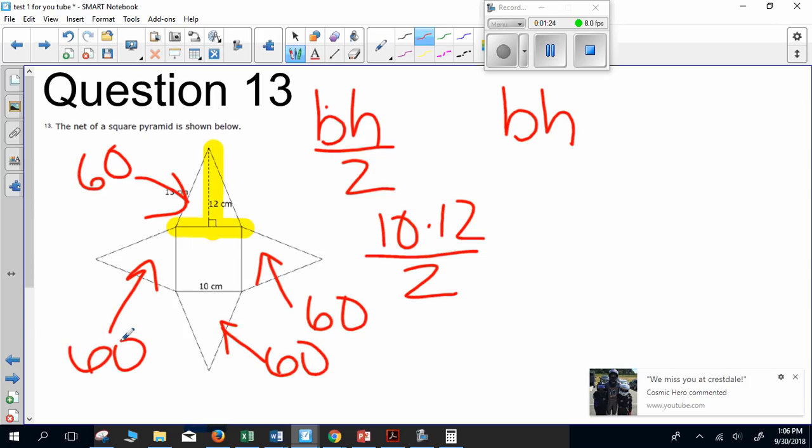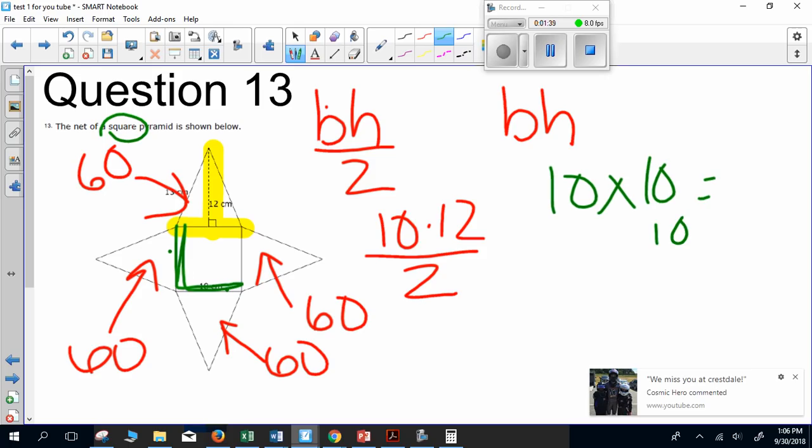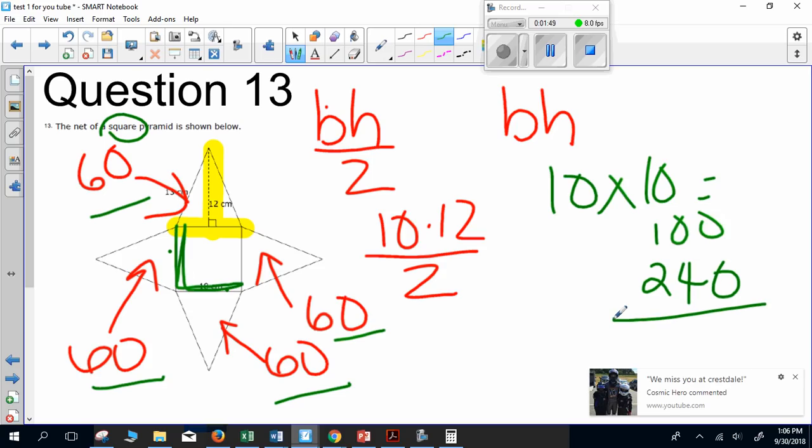Now we need to go to the center. The center is right here. The base is 10. The height is 10 because it's a square pyramid. So I remember 10 times 10, that's 100. So I've got 60 plus 60 plus 60 plus 60. That's 240. 240 plus 100 is 340 square centimeters.